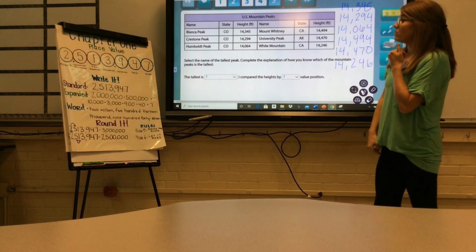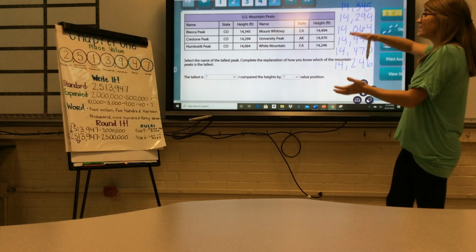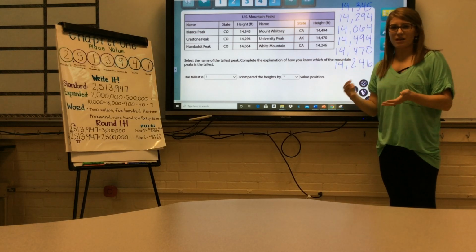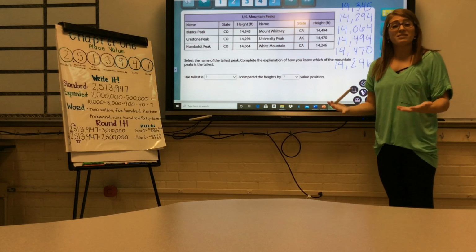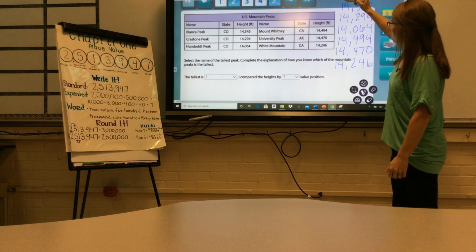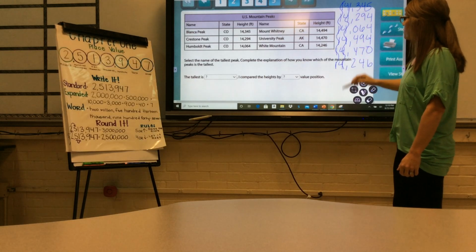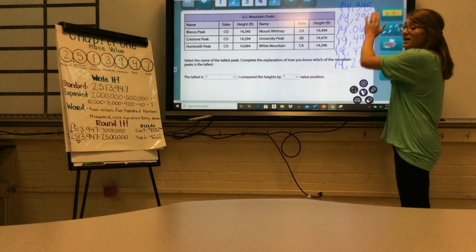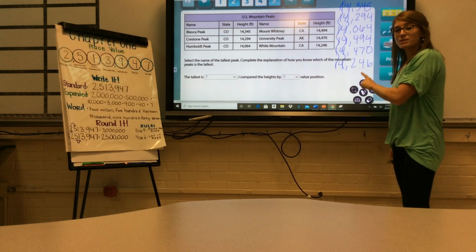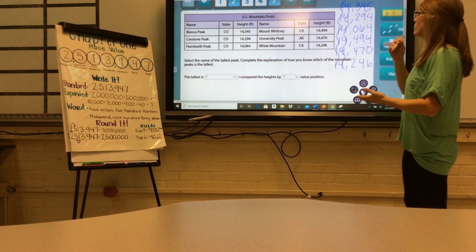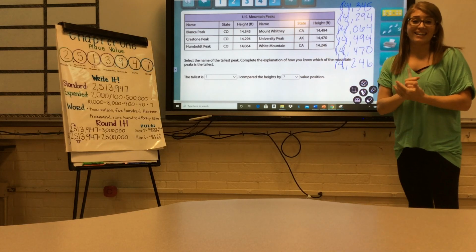Now, I don't know if you have noticed, but all of these mountains are 14,000 something feet. So can I use that 14 to help us compare these? No, because they're the same. So I'm going to go ahead and draw a squiggly line through those because those are not going to help me compare them. But I can move on to my next place value. And remember, we're looking for the highest. So I'm going to look for the largest number in that list.